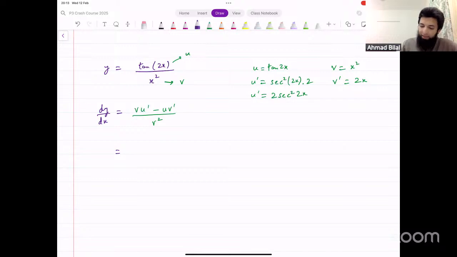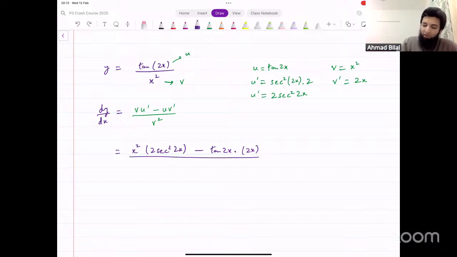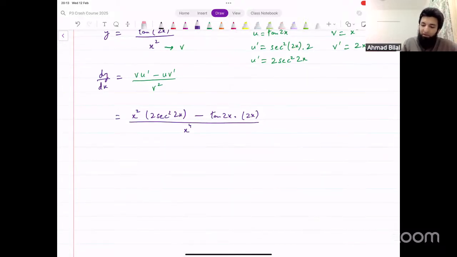v is x squared times u dash, which is this whole thing, minus u, which is tan of 2x, times v dash, which is 2x, divided by v squared. So x squared squared, that becomes x raised to the power 4. That's the derivative that we get.